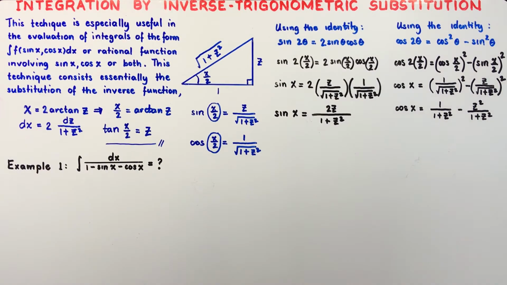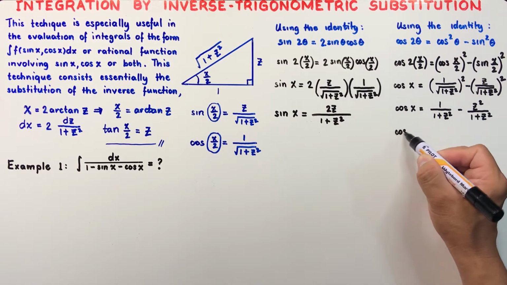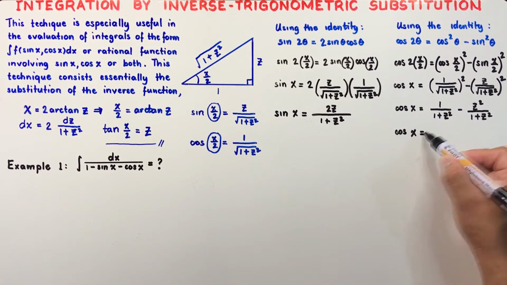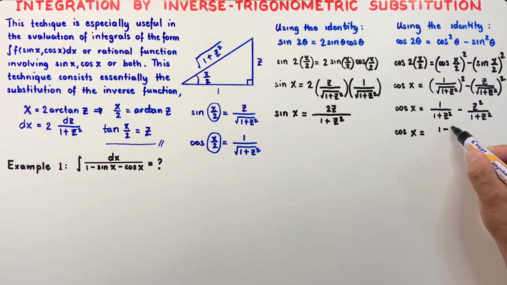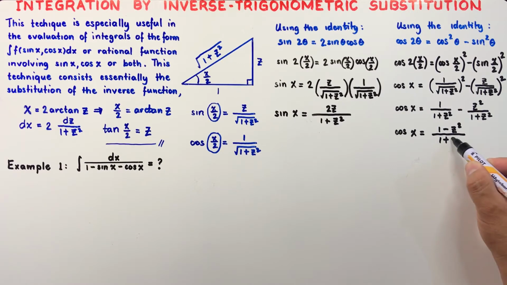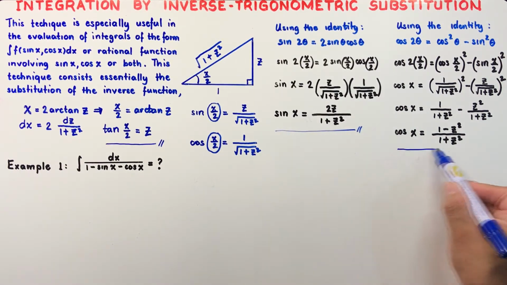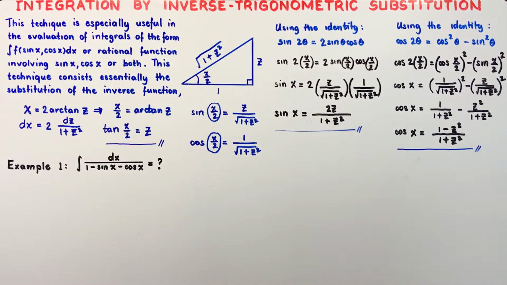And then combining these two fractions which are similar, we have cosine x, which is equal to 1 minus the z squared over 1 plus z squared here. So basically, this substitution will employ this value of sine x and this value of cosine x together with our dx here. And to illustrate this one, let's solve our example number 1.